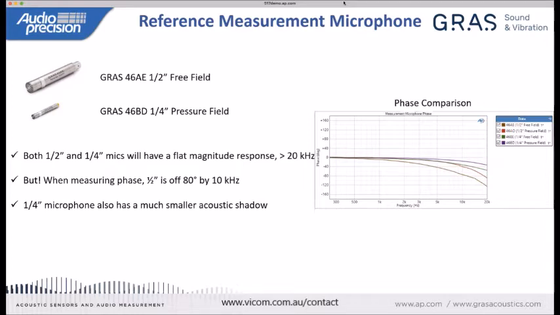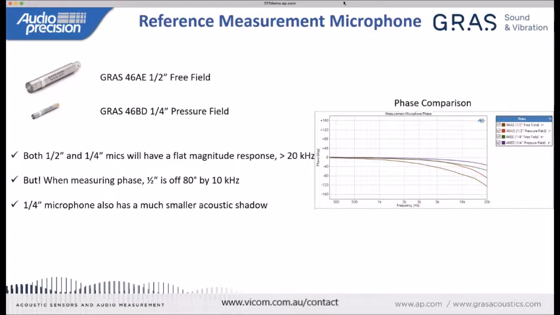It is not at all difficult to find a measurement microphone that has a flat magnitude response above 20 kilohertz. Both half-inch and quarter-inch microphones will do that, but I prefer, for this specific application, a quarter-inch pressure field microphone, exactly such as our own 46BD. There are a couple advantages here.